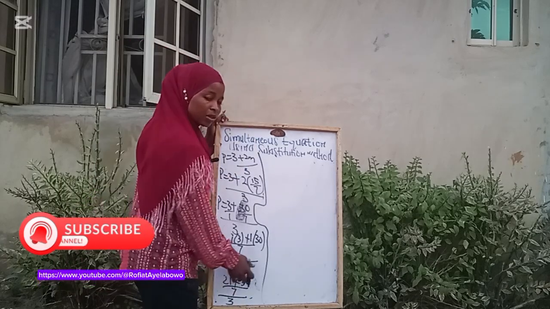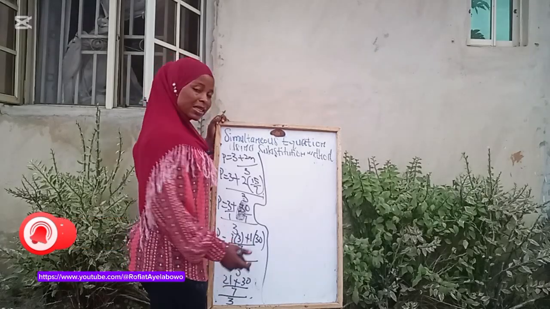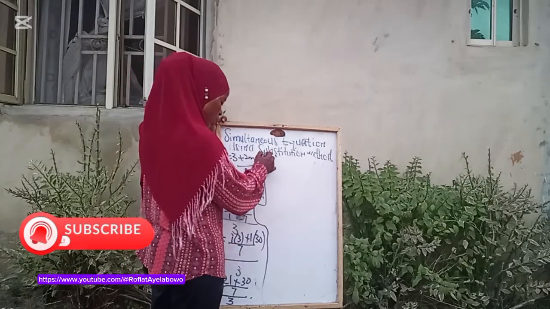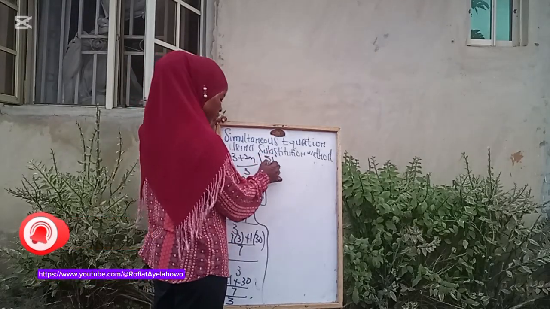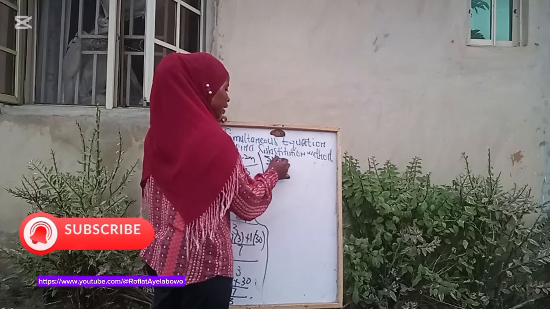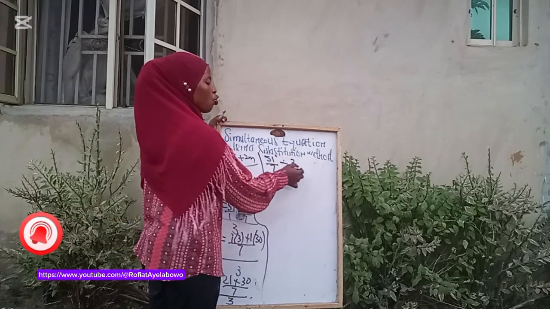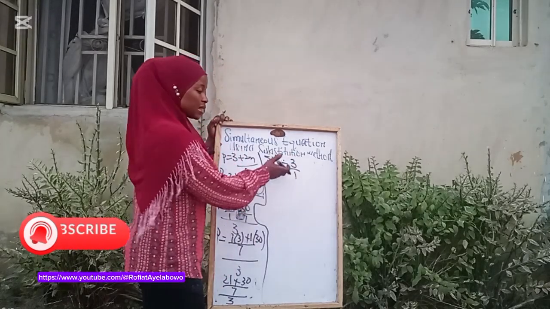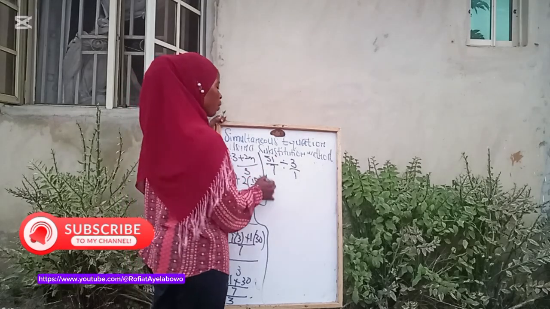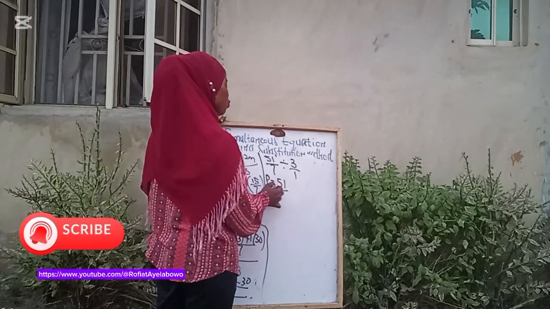Let's add the numerators that you have here together. 21 plus 30 is going to give us 51. We have 51 over 7 divided by 3 over 1. You can write it in this way, it's still the same thing. So our P is equal to 51 over 7.